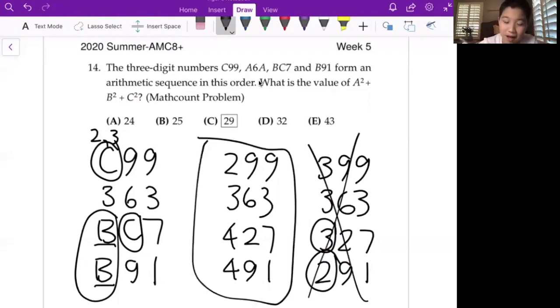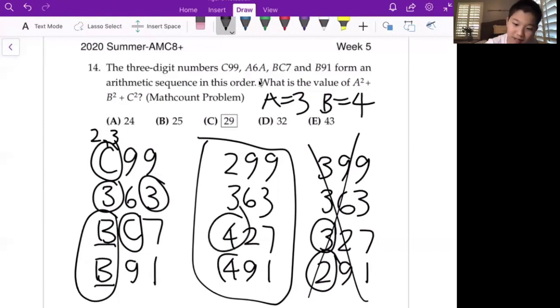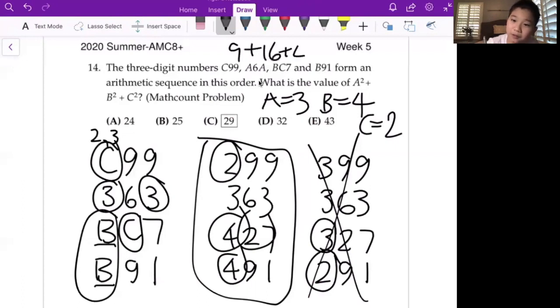And to find the actual answer, we know that A is equal to 3. And then B is equal to 4. And then C is equal to 2. So 3 squared is 9, 4 squared is 16, 2 squared is 4, that's equal to 25 plus 4, which is 29.